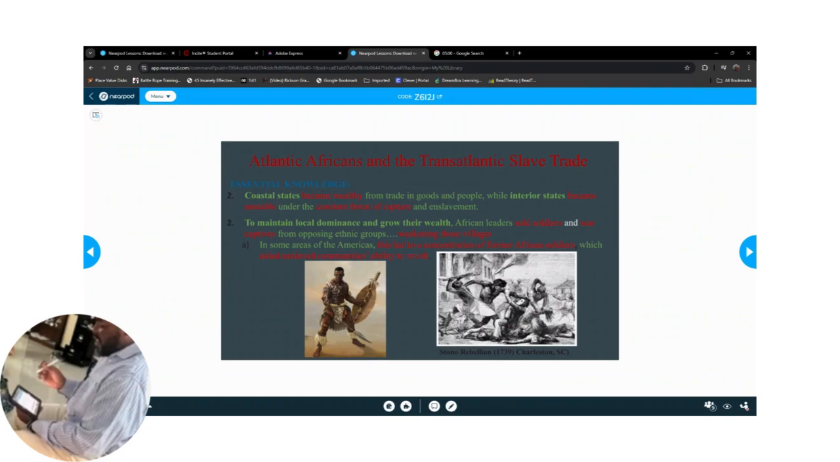All right. Let me get number 2 read. Kiki, can you read us number 2? "To maintain local dominance and grow their wealth, African leaders sold soldiers and war captives from opposing ethnic groups, weakening those villages." Straightforward, right? That makes sense? Now, did y'all write the whole thing down? Maybe not, right? But what's the main thing we should take away from number 2?